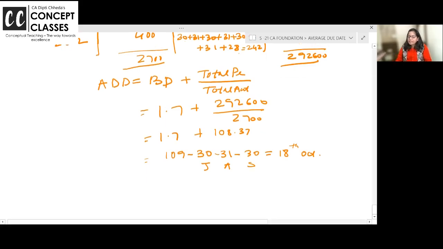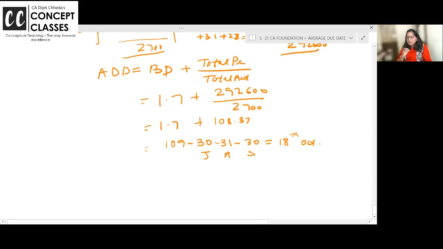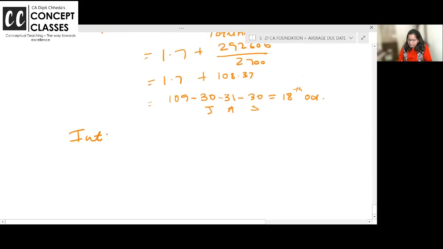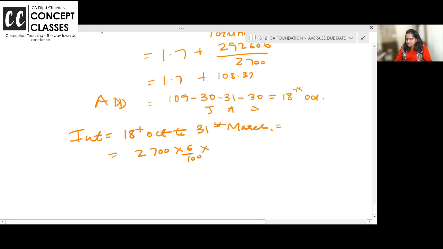Yes. So 18th October, if he has withdrawn, it will be like average withdrawn. So you have to calculate the interest from 18th October to 31st of March. As if average due date is 18th October, you take it 18th October to 31st of March. So 2,700 into 6%. Now 18th October to 31st of March. How many days interest you will calculate?